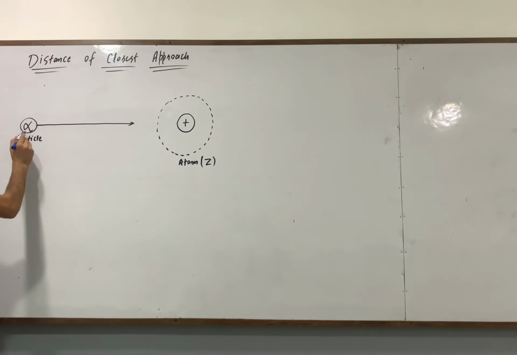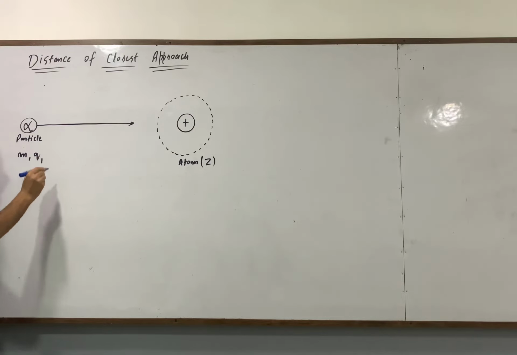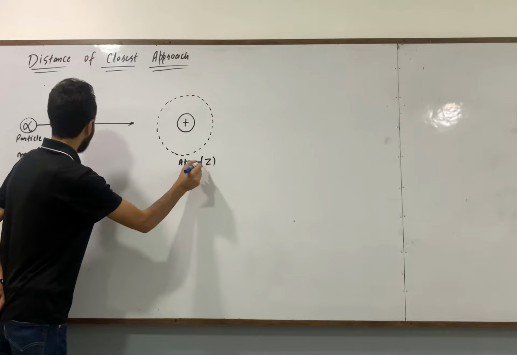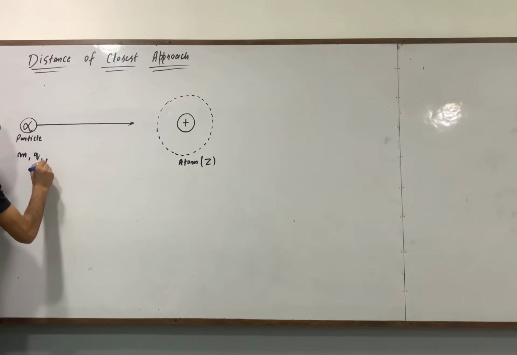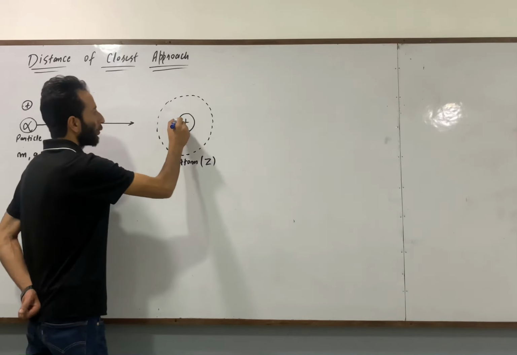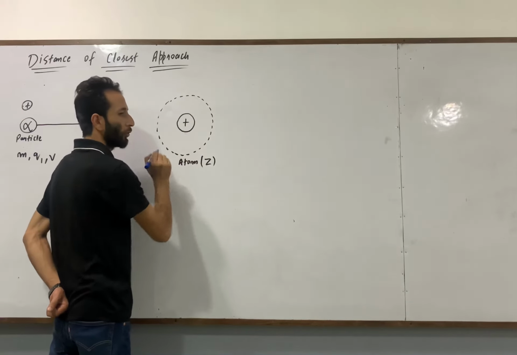Let's consider an alpha particle of mass m and charge q1, which is moving towards the nucleus of an atom with atomic number Z, and it is moving with some velocity v. As we know, the alpha particle is emitted from the radioactive source and it has 2 units of positive charge, so it is a positively charged particle. Also, we can see here the nucleus of the atom also contains positive charge.